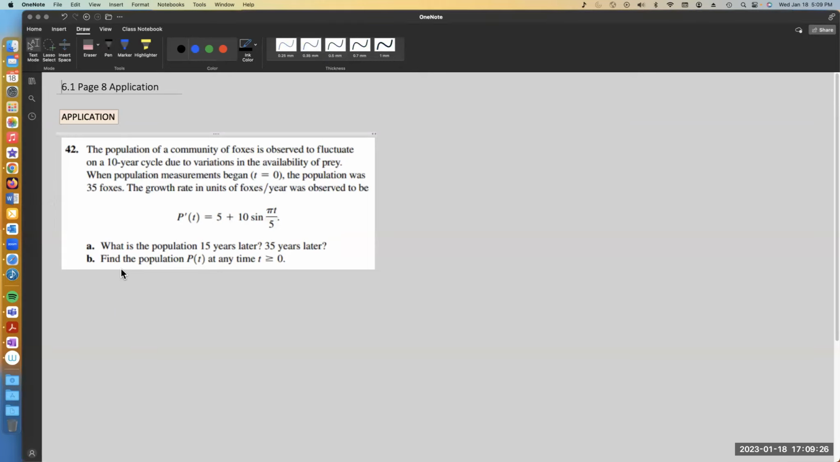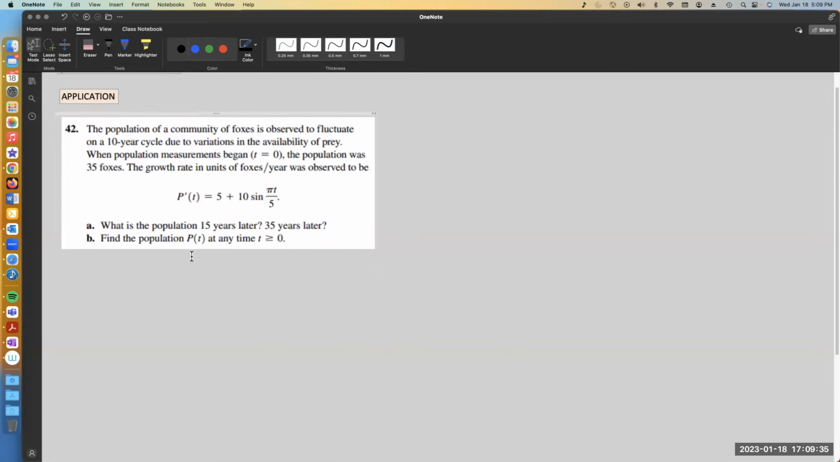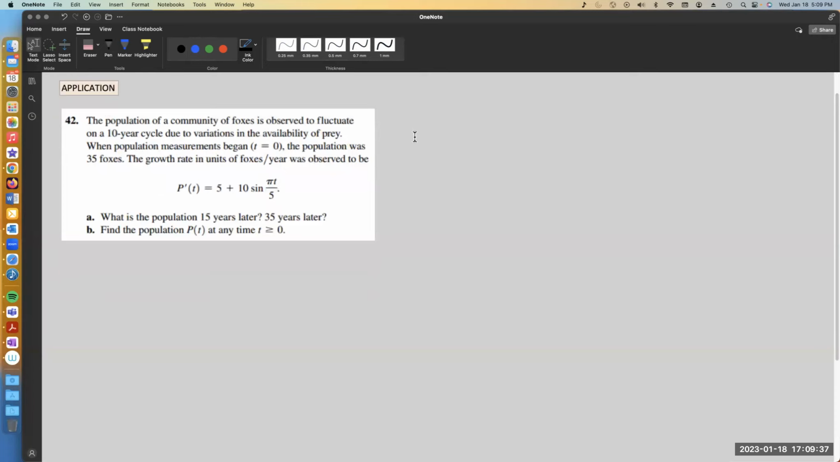The more correct way to do this would be, let's just find P of t and then plug in the 15 and 35. That makes sense? They have this lined up a little backwards, in my opinion. The future value of foxes, the future population, will be the initial population plus the change in the population on the time interval. And the change in population is found by integrating the derivative. That's our generalization. That's what we have been doing for the last hour.